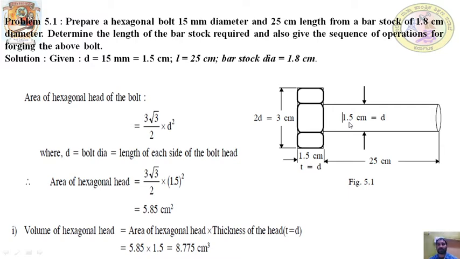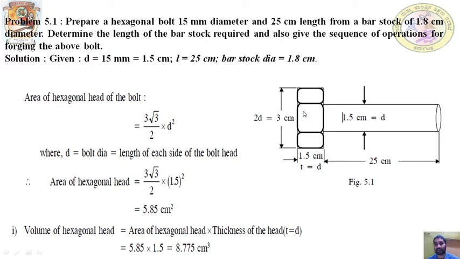So we need to find out the length of the bar stock required to prepare this hexagonal headed bolt. The diameter of the bar stock is 1.8 centimeter. Bar stock is nothing but the initial raw material, and we need to find how much length of it is required. In order to find this length, you need to find the volume of this component. The volume of this component consists of two geometries: one is the bolt head and the other is the cylinder.